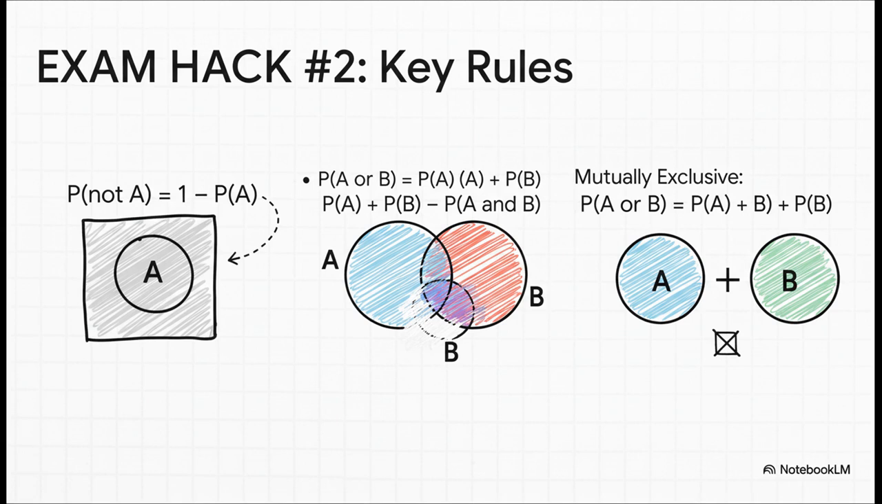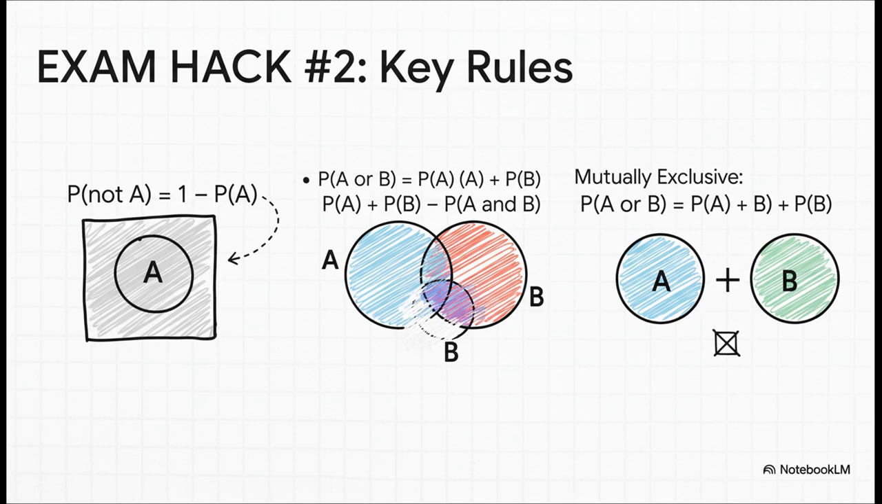And here are a few more hacks for your exam toolkit. First, the probability of not A. This is a great shortcut. It's just 1 minus the probability of A happening. Simple. Next, the probability of A or B. For this, you add the probability of A and the probability of B. But then you have to subtract the probability of their overlap, A and B.